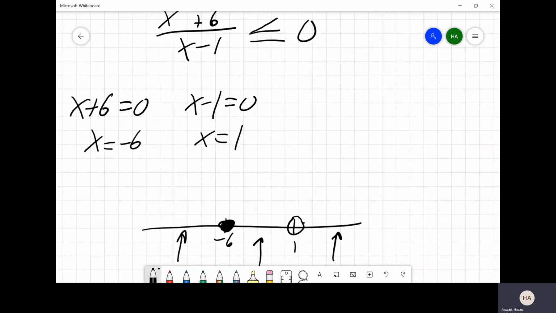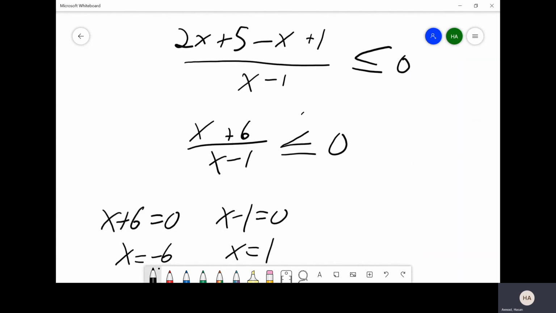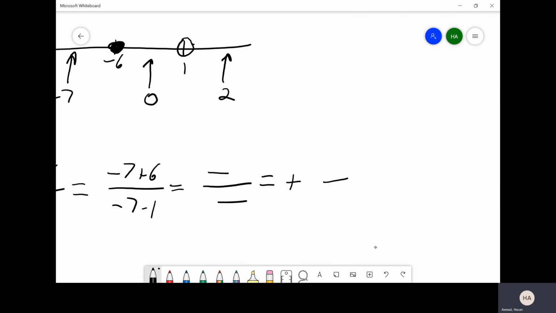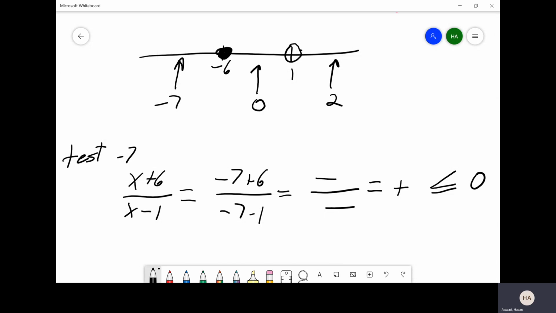And remember, we're looking for all of the numbers that are less than or equal to 0, right? Is a positive number less than or equal to 0? No, right? So this will not work. So -7 and the entire interval that's to the left of -6 is not going to make a negative number. So we put a positive up here and we say, great, we can't do anything else with that interval. Okay, now we look at from -6 to 1.